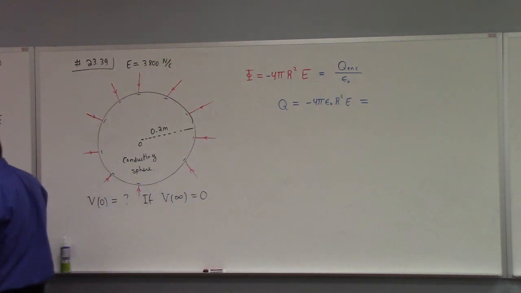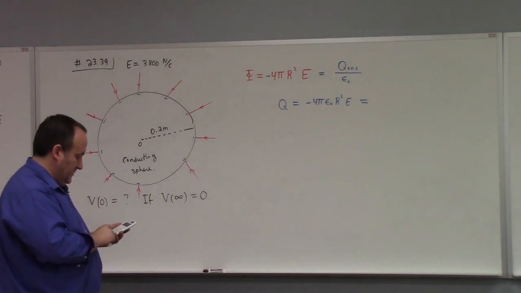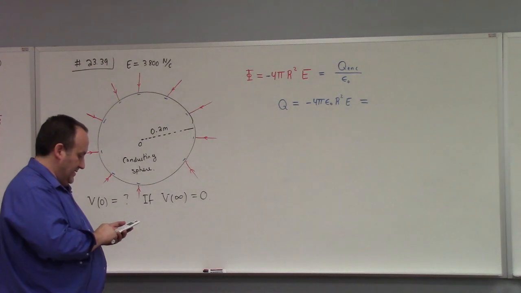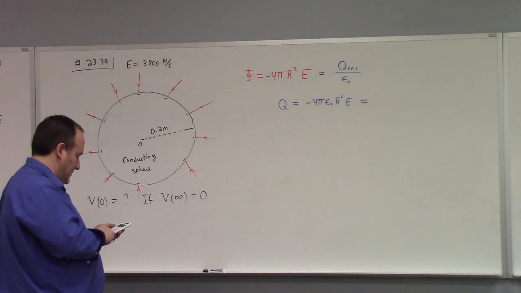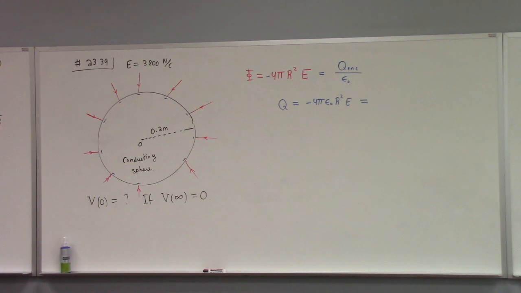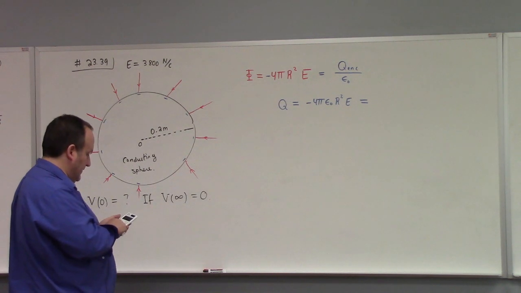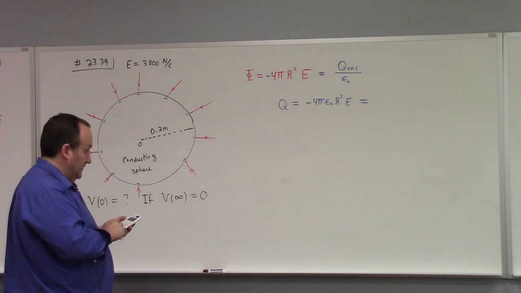Just out of vain curiosity. I don't always find the numbers mid-problem, but I'll do it this time. All right, so we've got 4 times pi times, I forget the epsilon. I'm going to use my calculator. Epsilon naught is in my constants. So 4 times pi times epsilon naught times r squared, which was 0.2, square that, and then times 3,800.